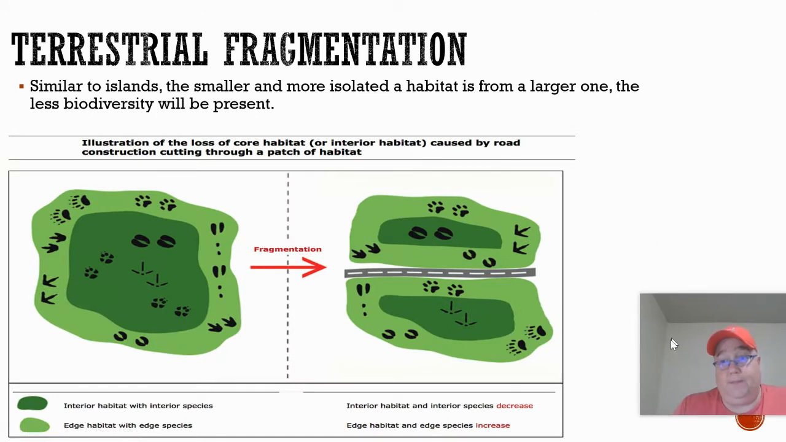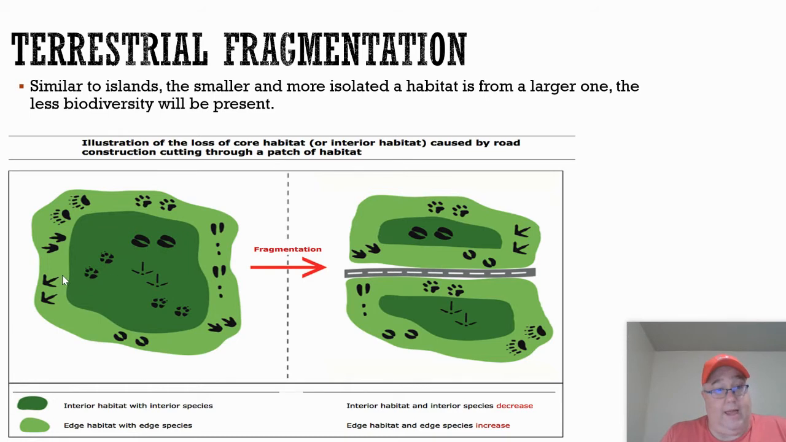This is a good picture. So over here on the left, we have this one large area. And before I get into the fragmentation part of it, I want to define a couple of these areas that are in the picture. So this dark green area, that area there is what we call the core habitat. Let's say that this is a forest, for example. So this is like the major part of the forest.